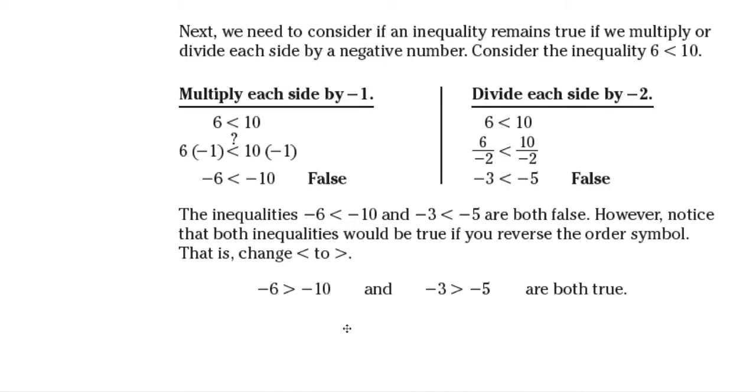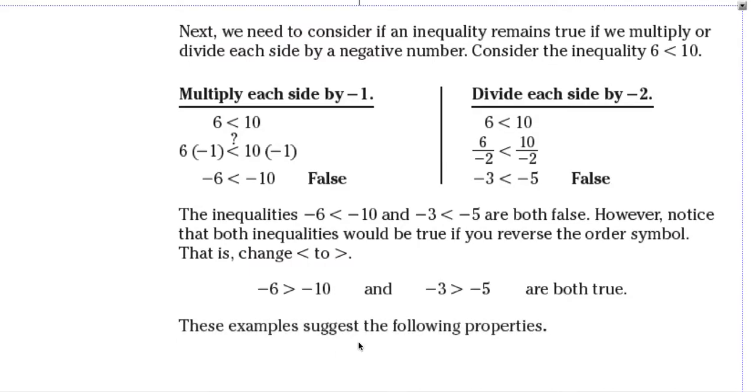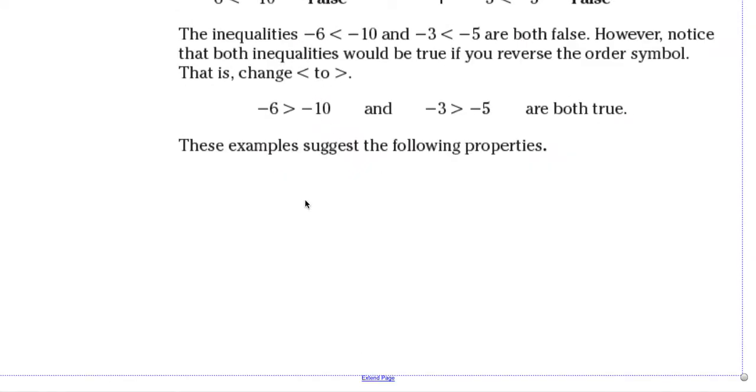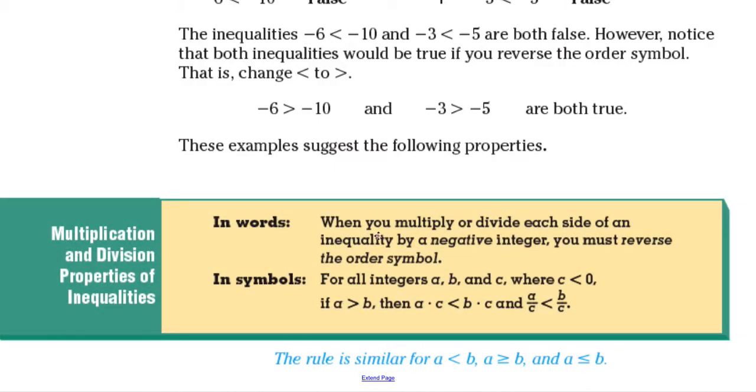These examples follow our next property. In words, when you multiply or divide each side of an inequality by a negative number, you must reverse the order symbol. For all integers a, b, and c, where c is less than 0, if a is greater than b, then a times c is less than b times c, and a over c is less than b over c, provided that c is a negative number.